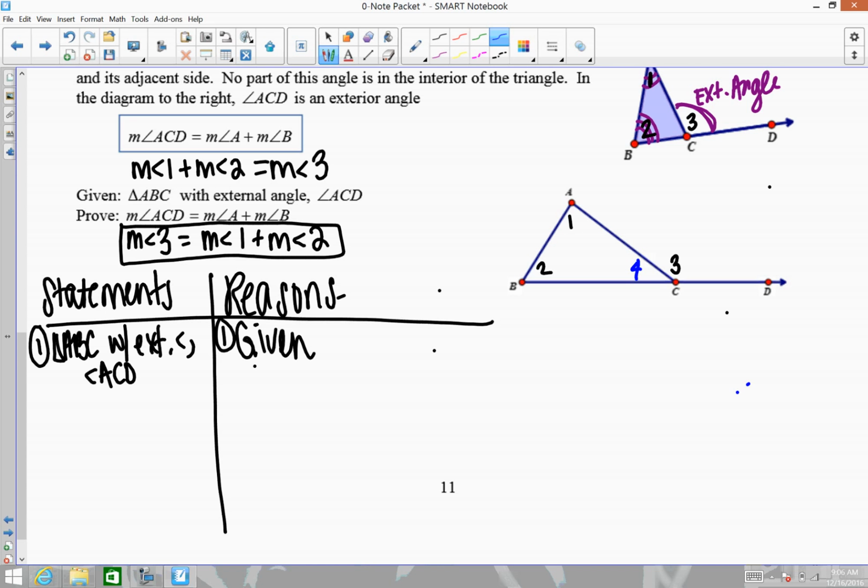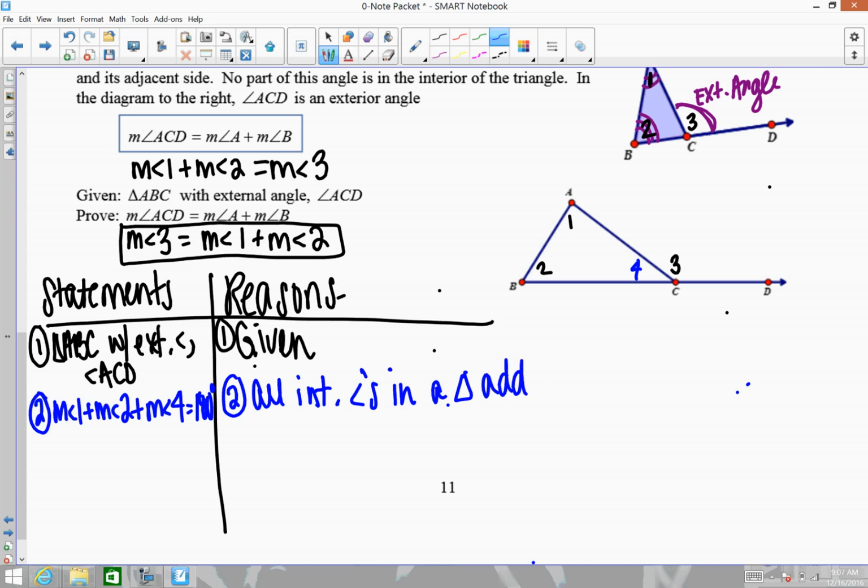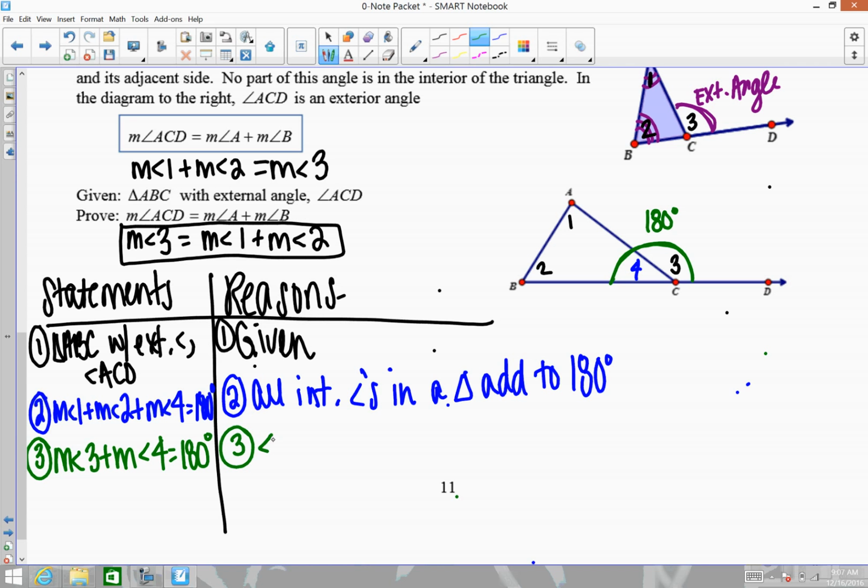So these three angles inside of the triangle would have to add up to 180 because they're the angles in a triangle. So I can say the measure of angle 1 plus the measure of angle 2 plus the measure of angle 4 would have to equal 180. And that's because all interior angles in a triangle add to 180. And then I also know that these two angles are going to have to add to 180. So I can say the measure of angle 3 plus the measure of angle 4 is 180. And that's because angles that form a straight line add to 180.